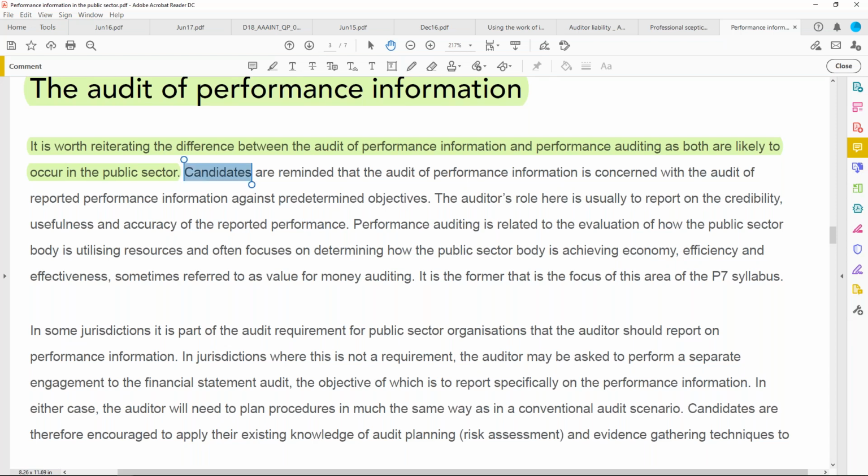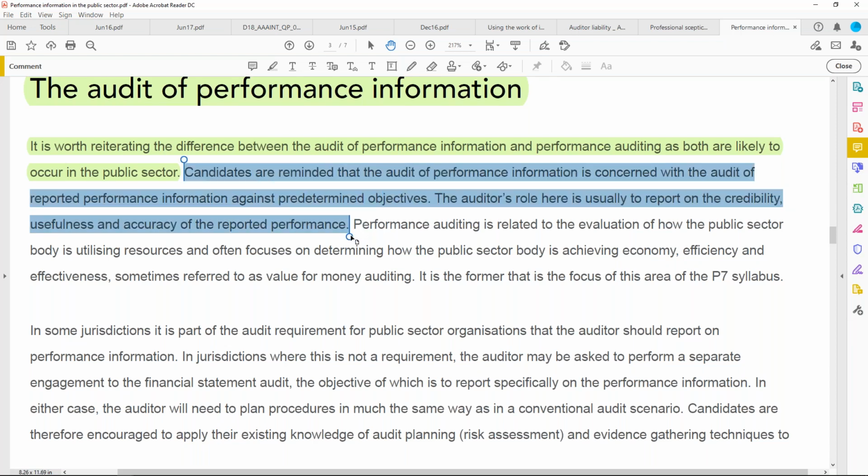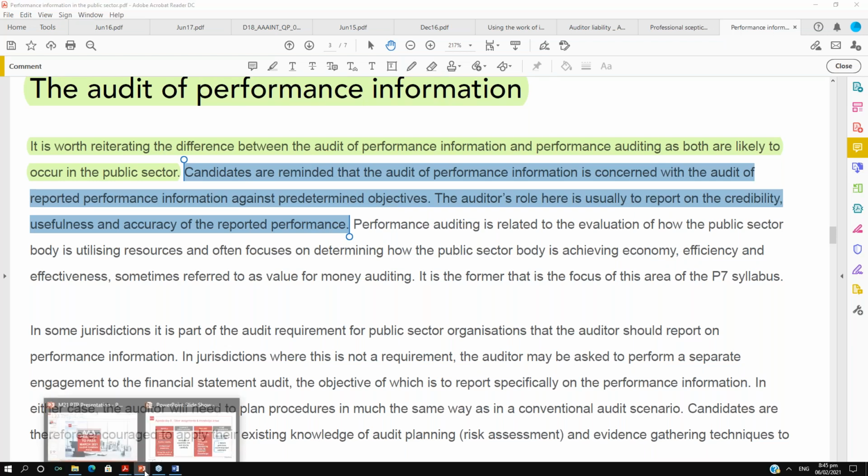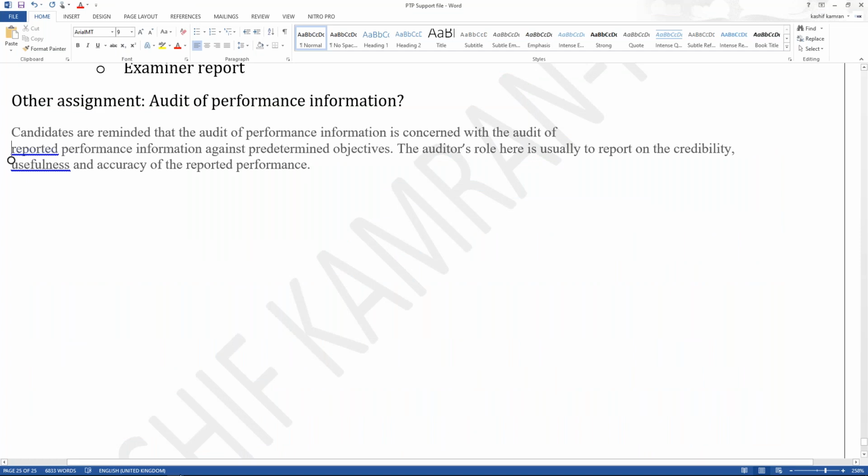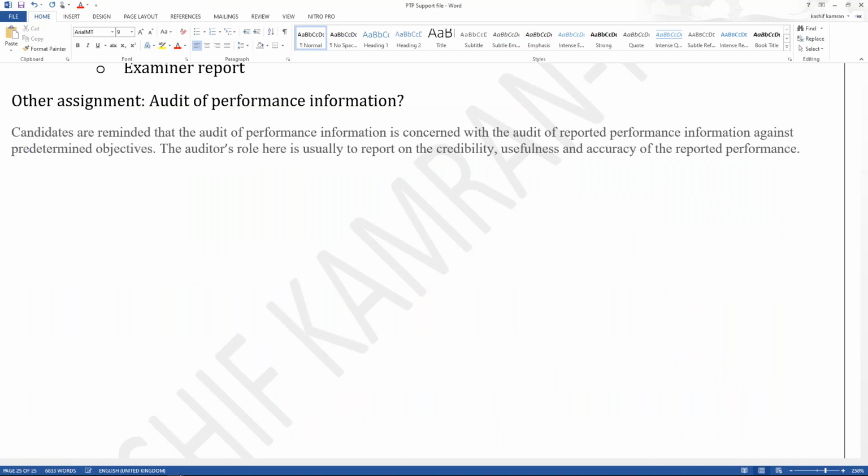Okay, right, from here to here. If I can just pick these three lines, I can put this in my Word file, so we can do an analysis of exactly what an audit of performance information is.